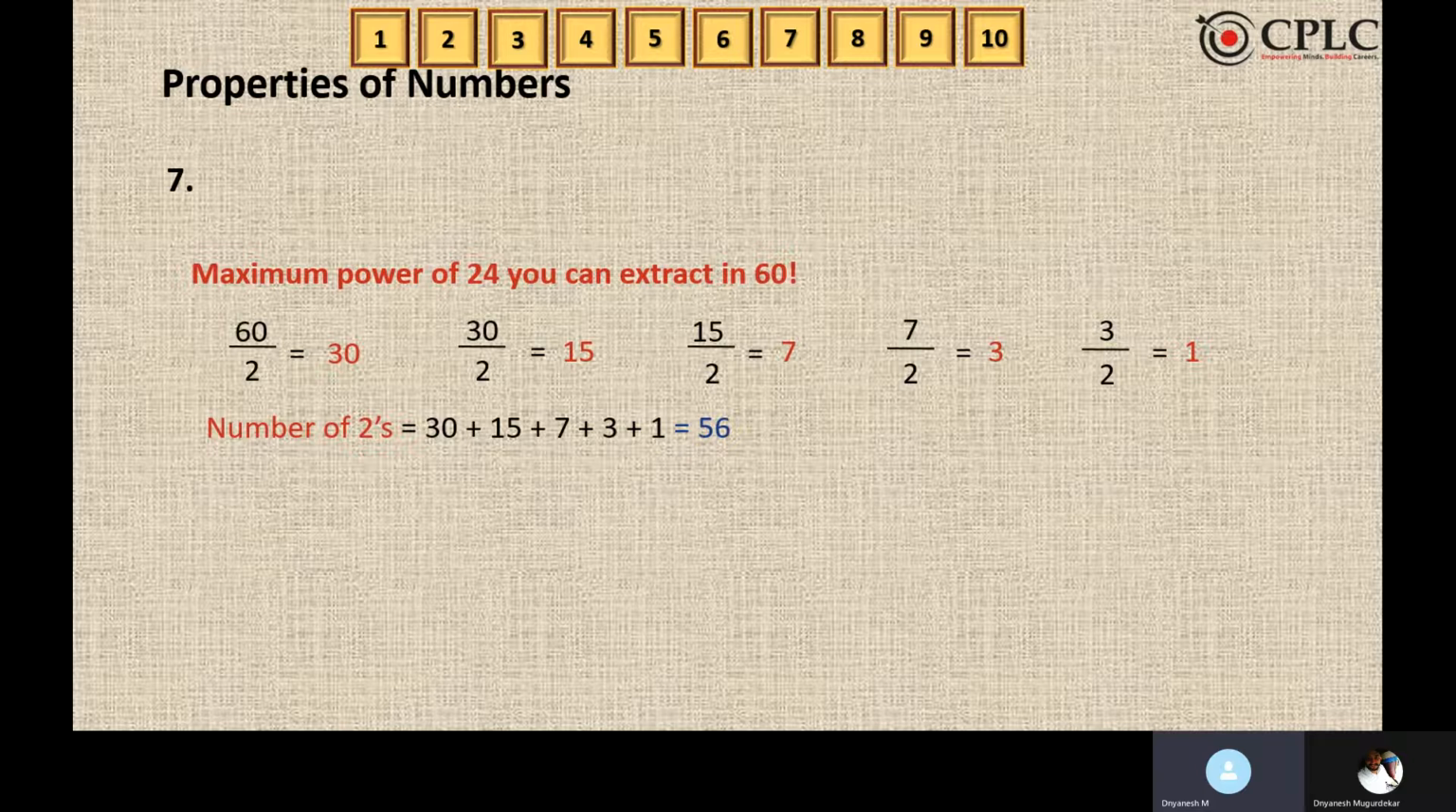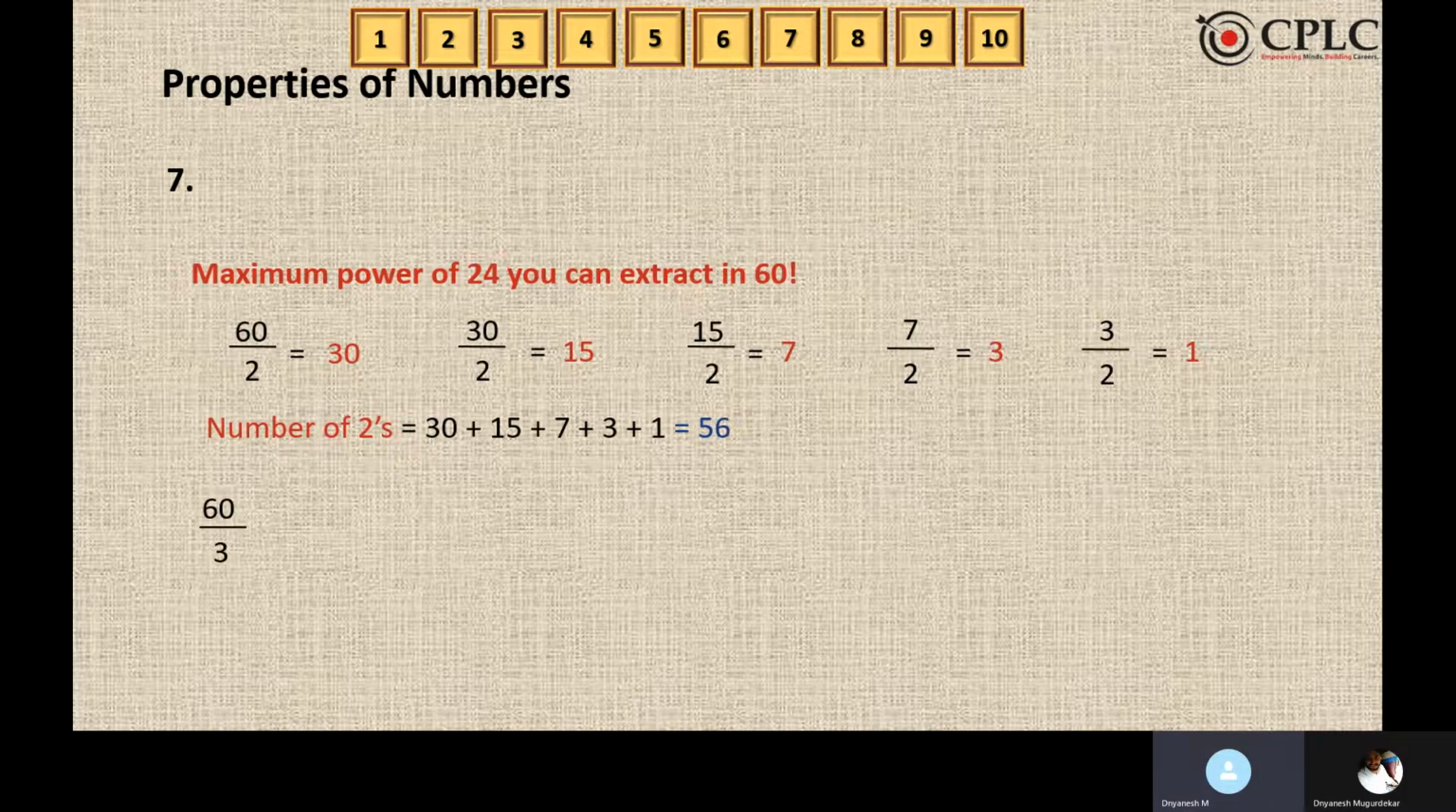But if you remember, for making a 24, we don't need 1 two, we require 3 twos. So these 56 twos need to be divided in groups of 3, because for 24, we are going to require 3 twos. So 56 divided by 3, maximum you can make 18 groups.